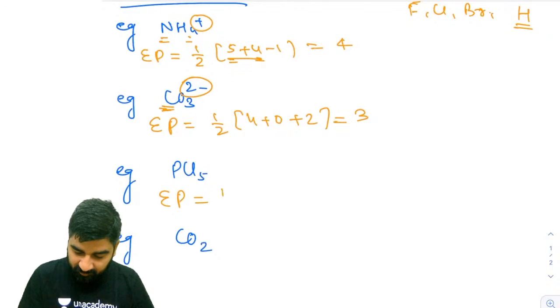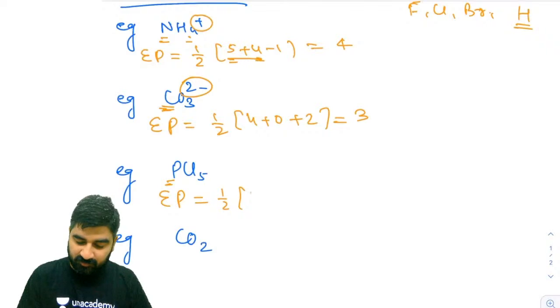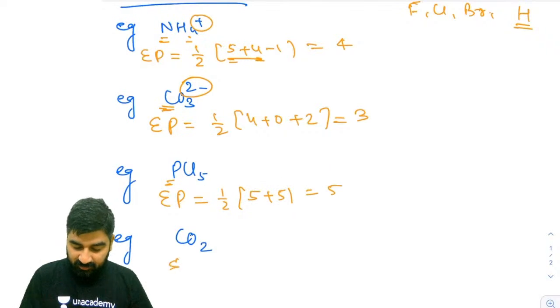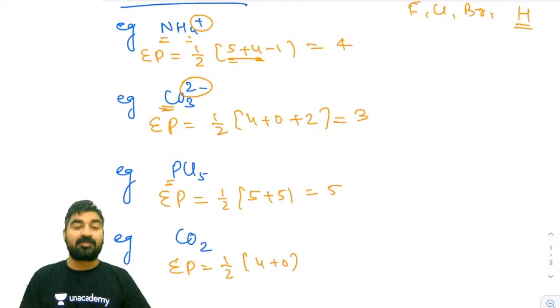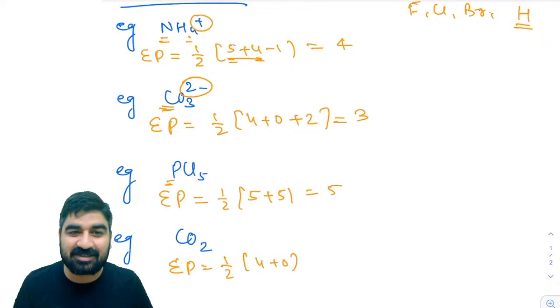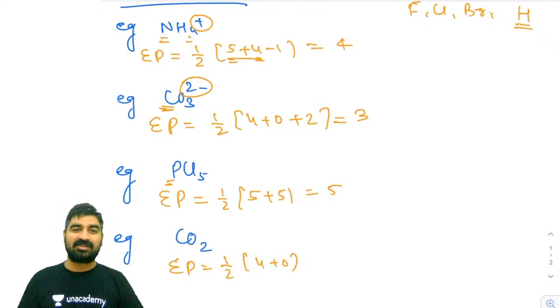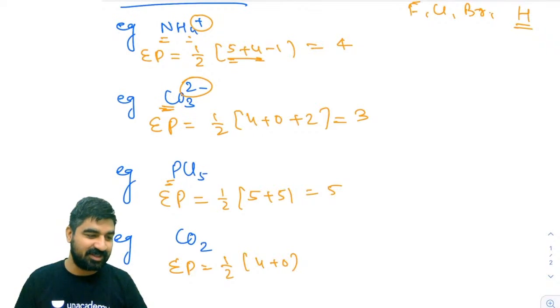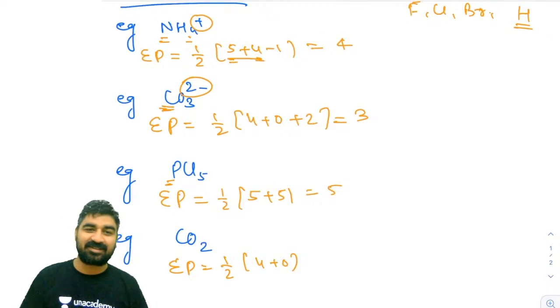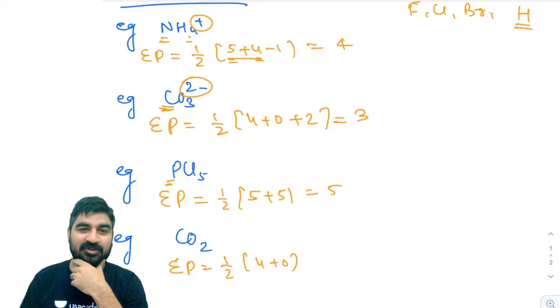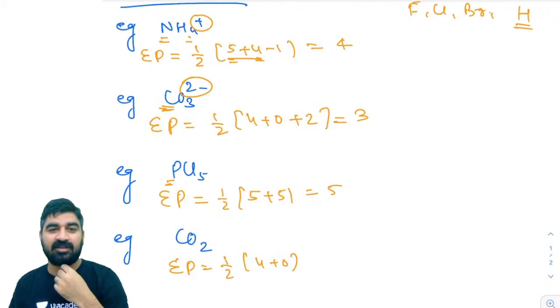So in this case, it will be half. Valence electron on phosphorus will be 5 plus 5, it is 5. In this case, electron pair, it is half. Valence electron 4 plus 0, because oxygen is not monovalent, guys. Oxygen is not monovalent. Keep in mind. Got it? Any doubt?